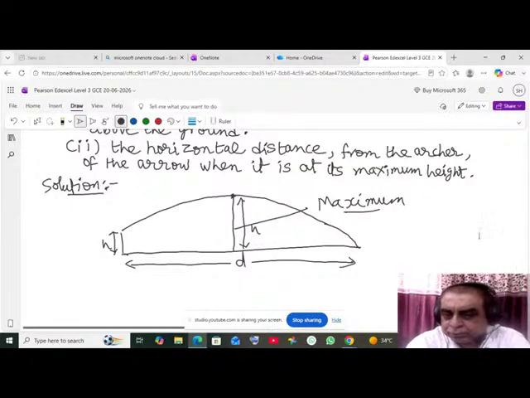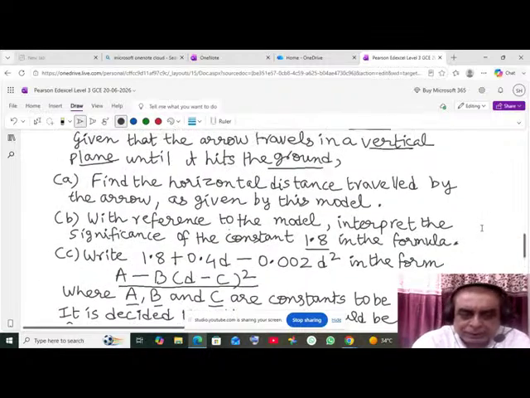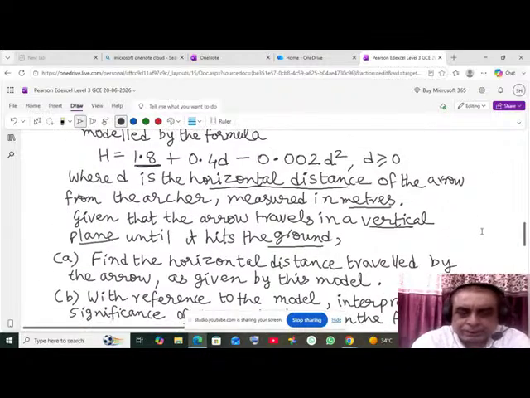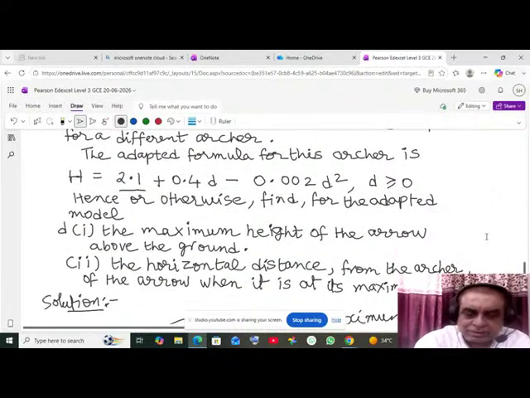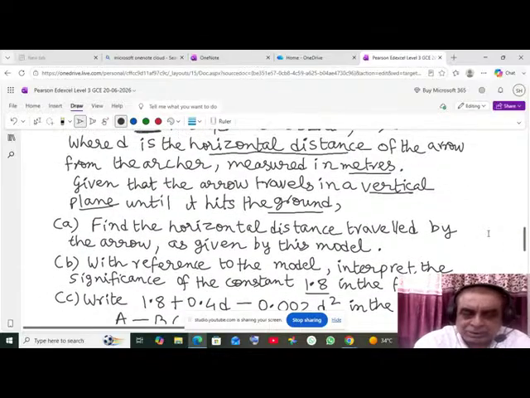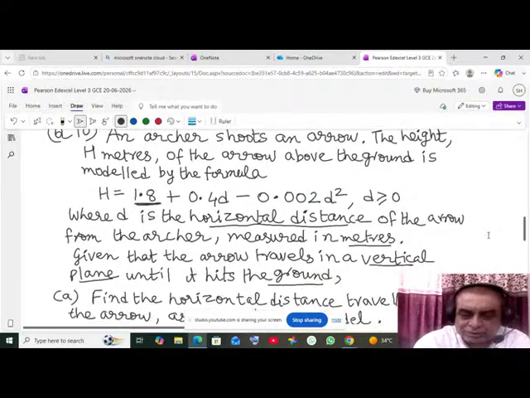Now we are doing the question. Part A is asking: find the horizontal distance traveled by the arrow as given by this model. So what is given in the model? In the model, the h value is given.